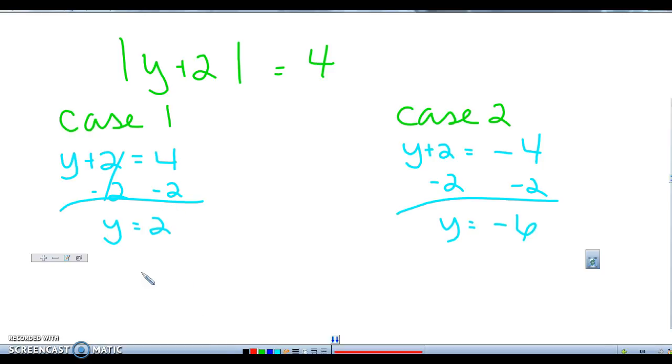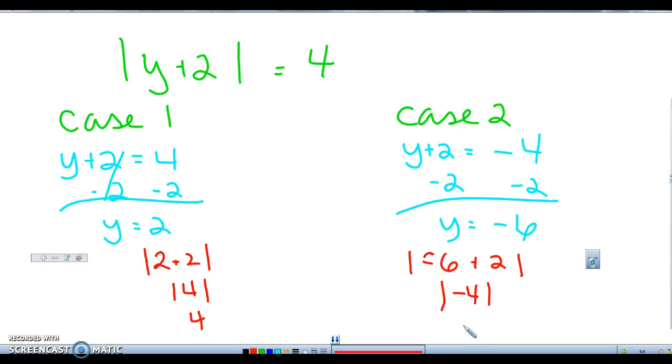Now I want to check to make sure both of those work. So if I plug it in, the absolute value of 2 plus 2 is the absolute value of 4. The absolute value of 4 is 4. In case 2, negative 6 plus 2 gives us negative 4. The absolute value of negative 4 is 4.